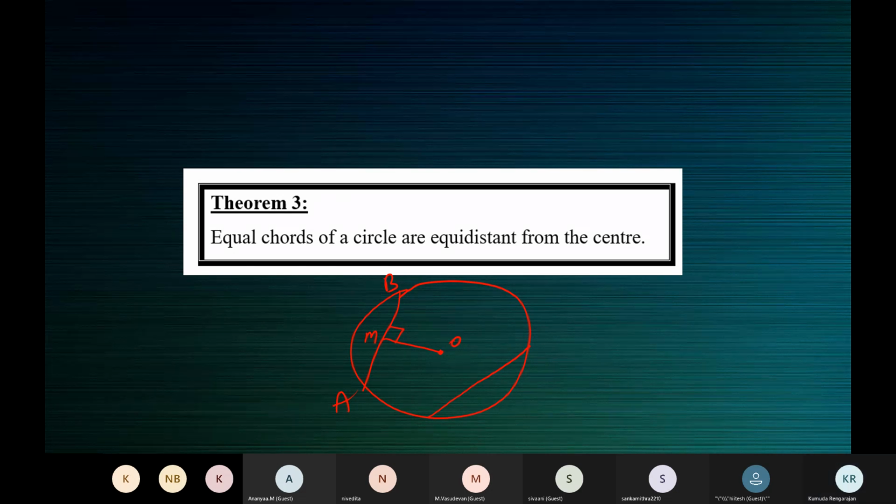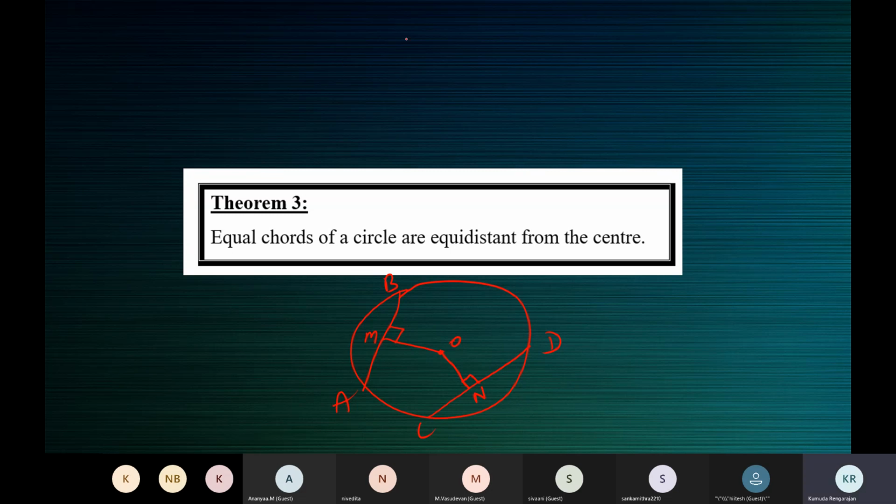OM is the distance of chord AB from the center. Distance is always perpendicular distance. So it's the same perpendicular, that perpendicular from the center to the chord. Okay, so OM is the perpendicular distance of AB from the center. ON is the perpendicular distance of the chord CD from the center.